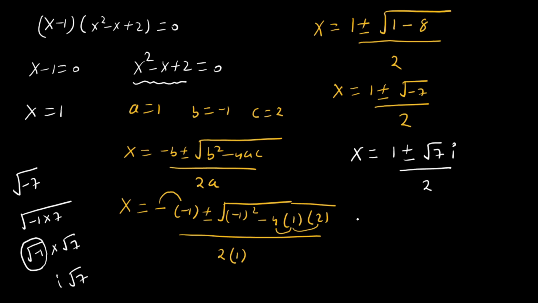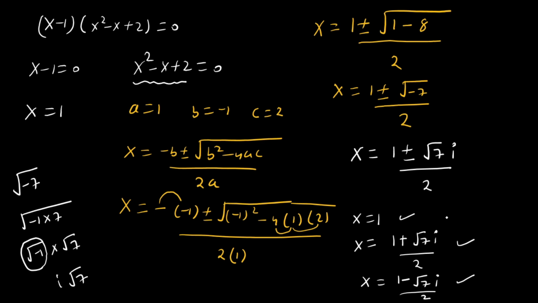Here the possible values of x: one value is 1, and the second value of x is 1 if we take the positive sign, and here square root of 7 times i divided by 2, and the third value of x is here 1 if we take the negative sign, then here square root of 7 iota divided by 2. Here only 3 values of x. Students, this is our final answer.